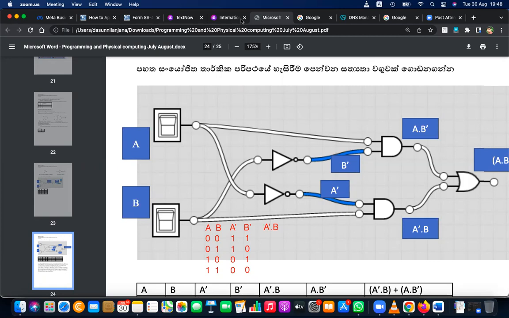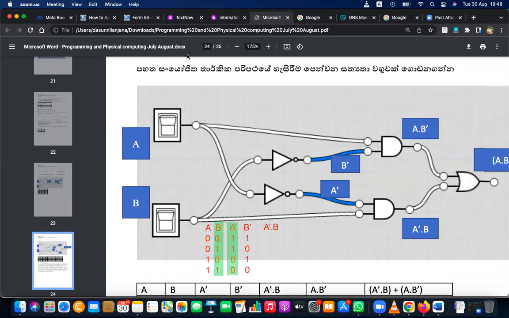I'll catch you later then, right? But anyway, try to answer the questions, others. So A NOT and B, you need to consider this one. You need to take A NOT and B, and with these two you need to find the answer.